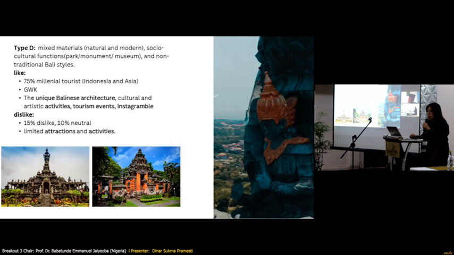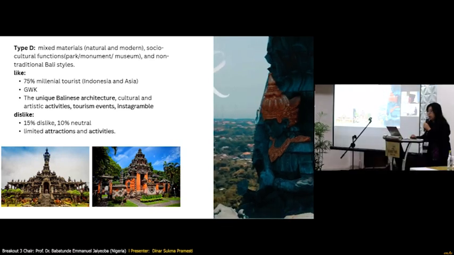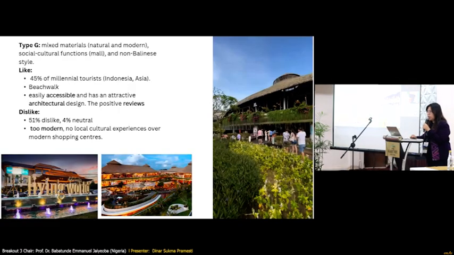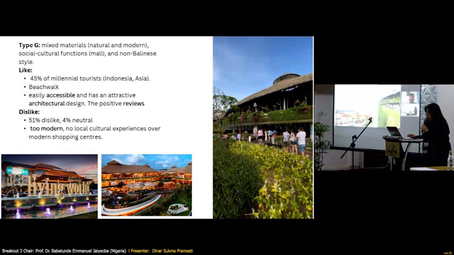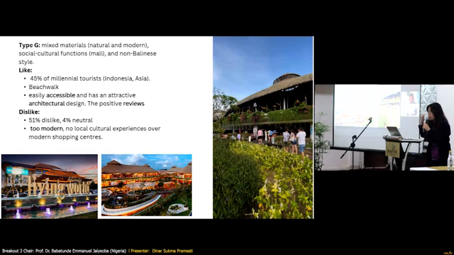Type G. Type G is mixed material, using natural and modern. Its function is social cultural, or a mall, and it uses Balinese and non-Balinese styles. The millennial tourists in Indonesia like it because it is easily accessible and has an attractive architectural design, but they dislike it because it is too modern and offers no local culture experience, like a modern shopping center.